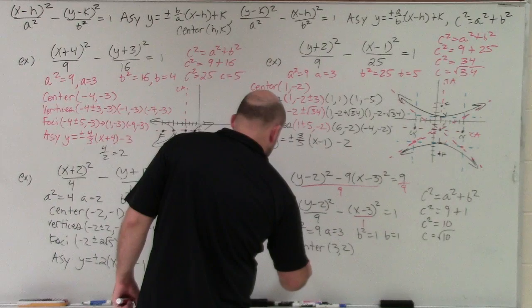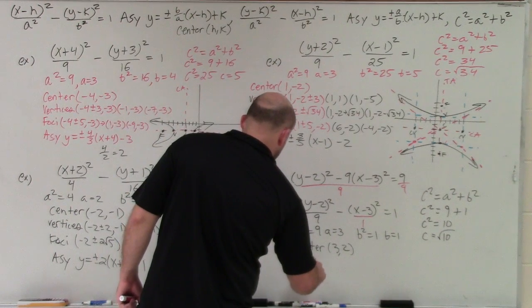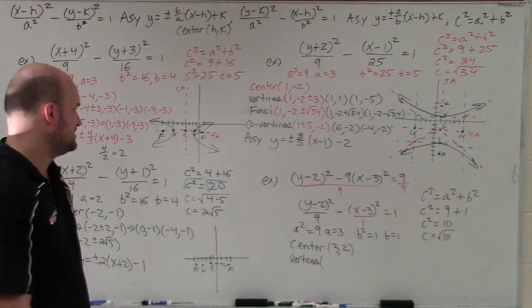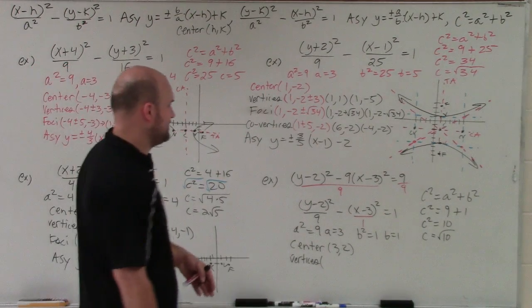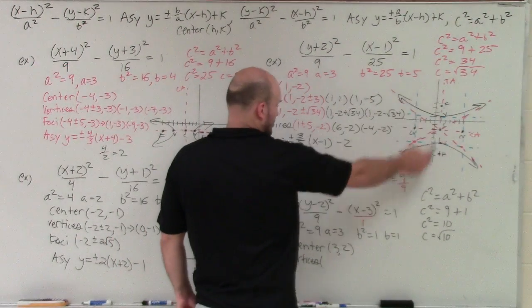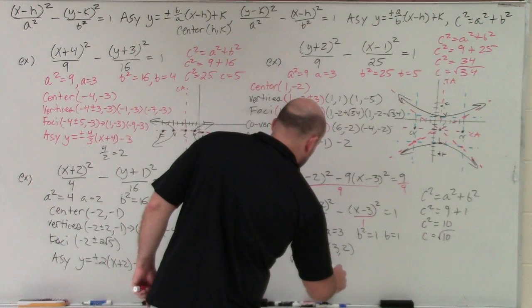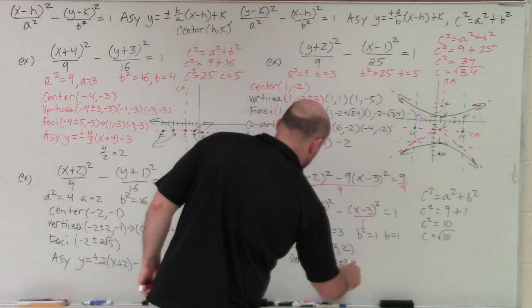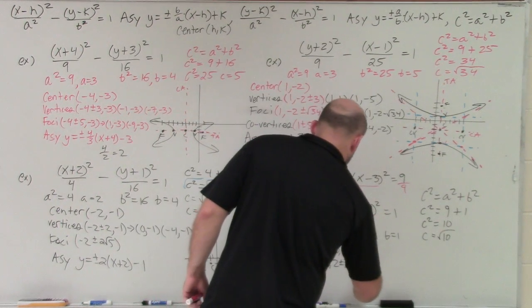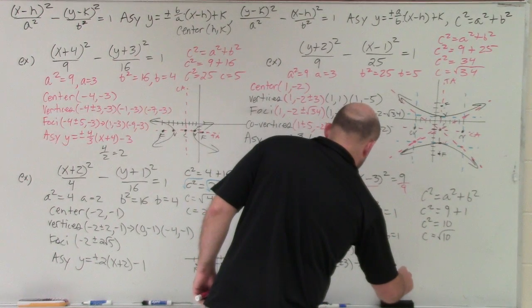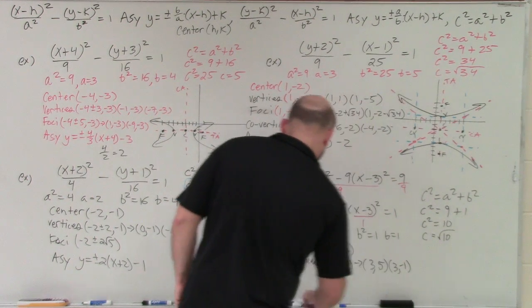To find my vertices, I'm going to be going up and down a value of a. So from my center, I'm going to be going up and down a. That means I'm going to be changing the y coordinate. So that's going to be 3 comma 2 plus or minus 3, which is going to leave you with 3 comma 5 and 3 comma negative 1.